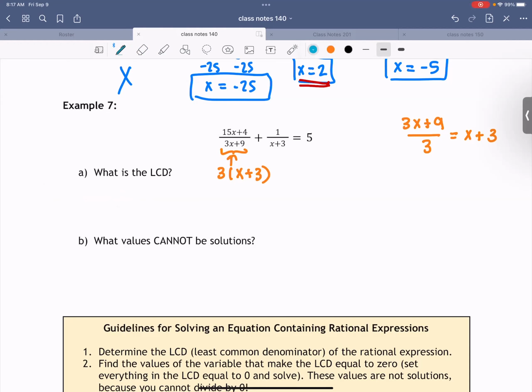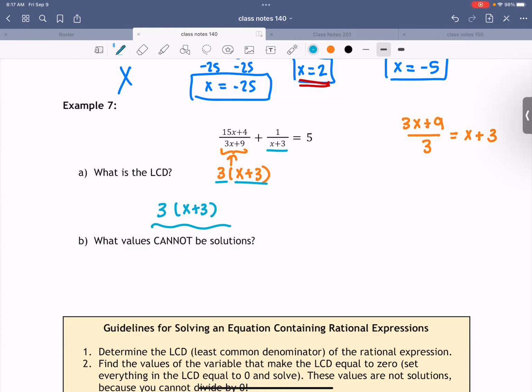If I want to find my LCD, I know there's a 3, so I'm going to write the 3. There's an x plus 3, so I'll write x plus 3. But I don't need to write this x plus 3 again because I've already accounted for it. So LCD can get a little bit more complicated when we can factor the denominator. When you're looking for the LCD, first you ask yourself, is there anything in the denominator I can simplify or factor? Then you take everything in the denominator and make sure you're not double counting things. Okay. Any questions so far?